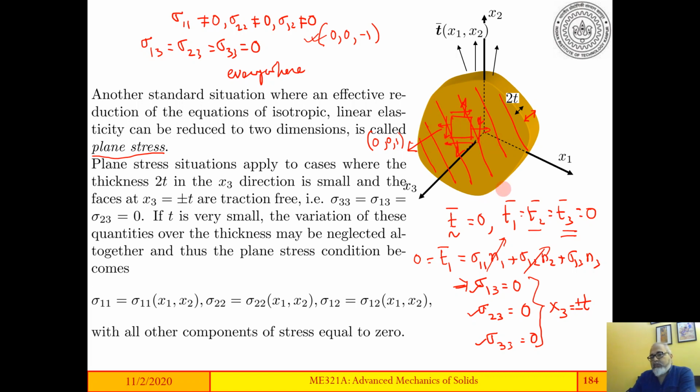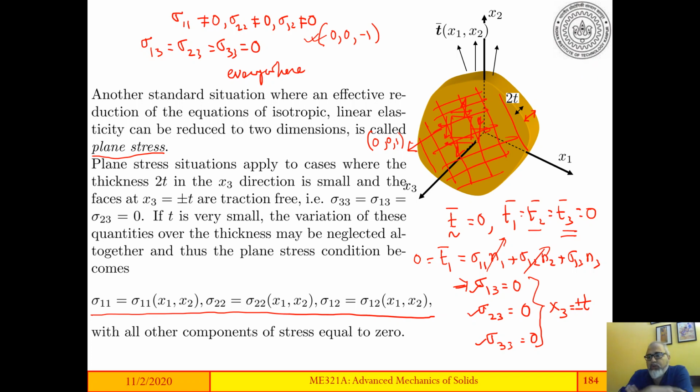The stresses can now be drawn on the x1 x2 plane. We still don't know about the strains, but the stresses can be drawn on the x1 x2 plane. So this is the basic assumption of plane stress. It arises from the fact that these planes, the x3 planes, are traction free, and the thickness in the x3 direction is very, very small.